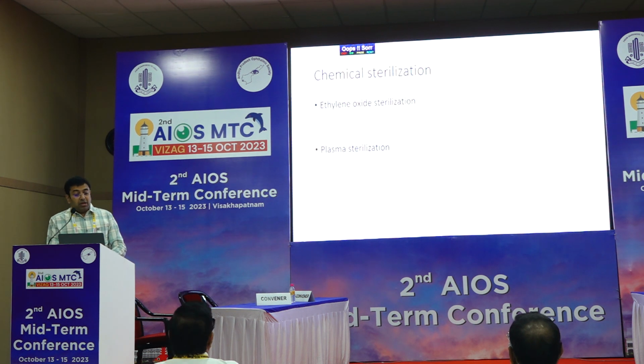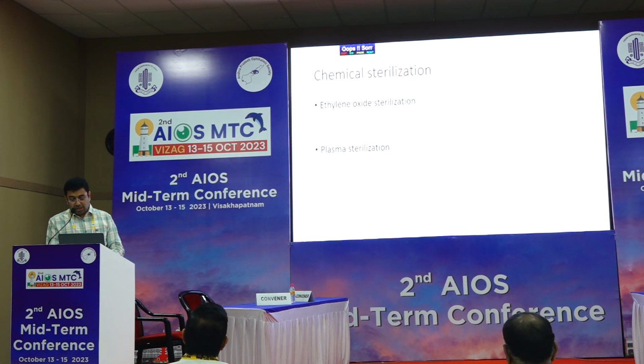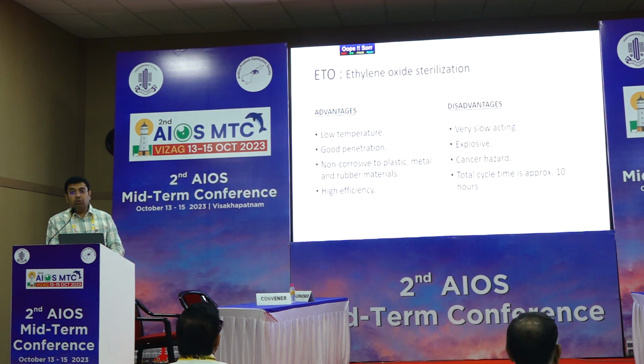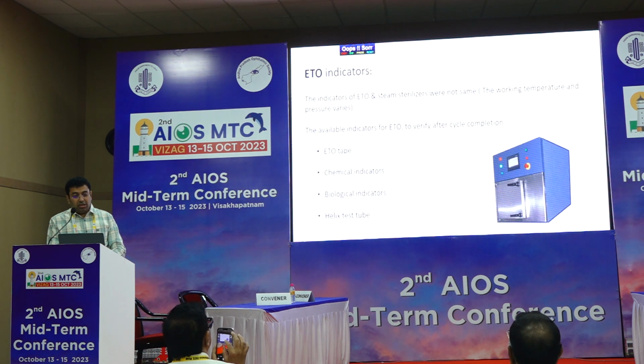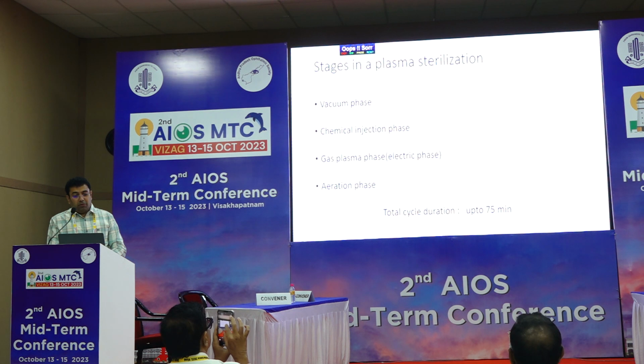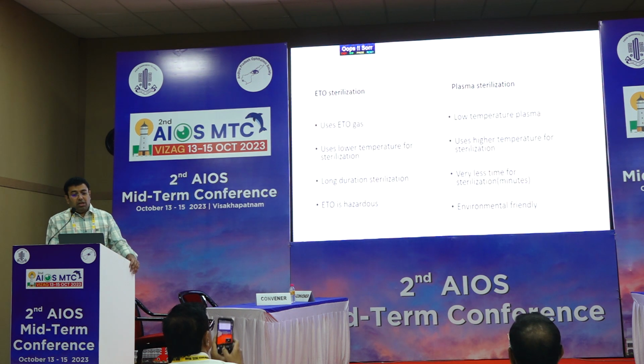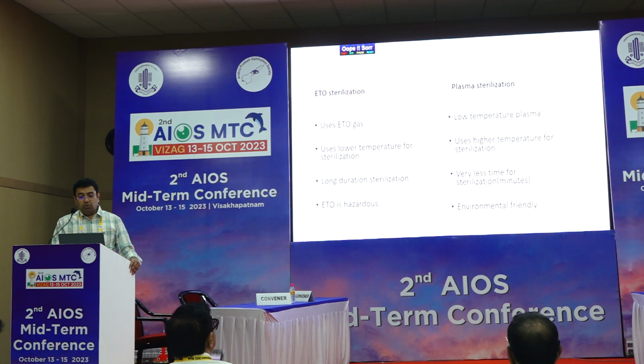For chemical sterilization, there are 2 types of chemical sterilizers. One is an ethylene oxide sterilizer, and one is a plasma sterilizer. Each one has its advantages and disadvantages. I'm not going through all these things. Each one works by one agent: ETO sterilization uses ETO gas, and plasma sterilization usually uses hydrogen peroxide. Both of them are low temperature sterilizers.